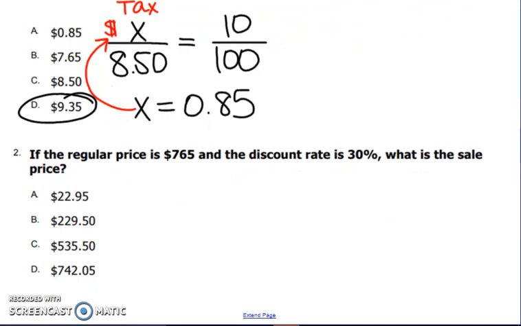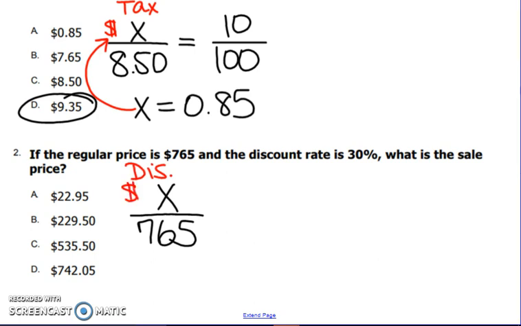Let's take a look at number 2. If the regular price is $765 and the discount is 30%, what is the sale price? Now, I don't know about you, but I really like sales and discounts because that's going to take money off of something, and that's definitely what we all like to hear and see. It says the regular price here, that's going to be our whole number because in this question, we need to find x, which is our discount. Okay, I'm just going to abbreviate that.